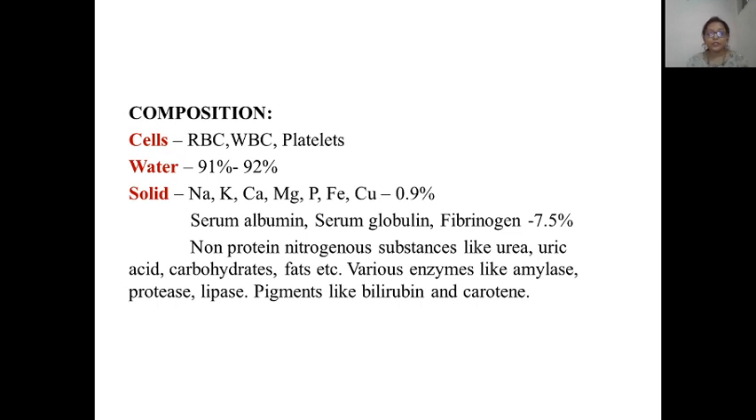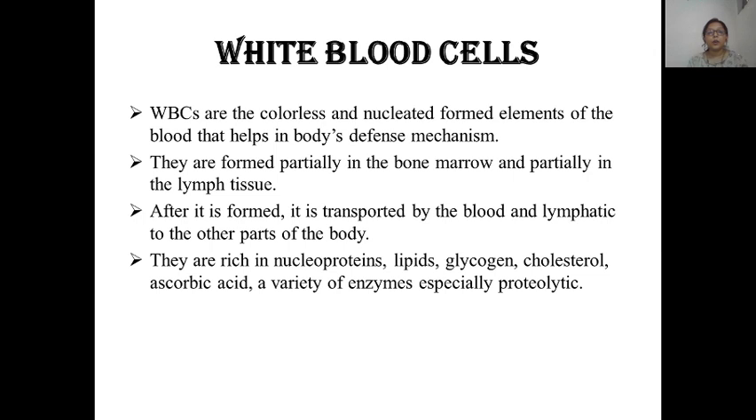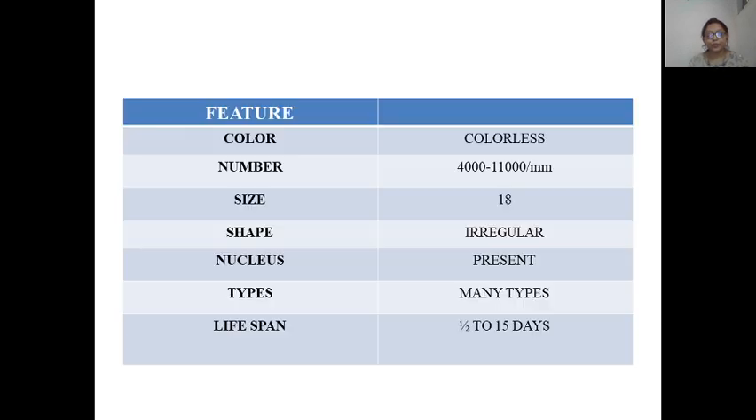Now, we are going to concentrate on the white blood cells. White blood cells are the colorless and nucleated formed elements of the blood that help in the body's defense mechanism. They are formed primarily in the bone marrow and partially in the lymph tissue, that consists of the spleen and thymus. After they are formed, they are transported by the blood and lymphatics to various parts of the body. The white blood cells consist of mucoproteins, lipids, glycogen, cholesterol, ascorbic acid, and a variety of enzymes, especially proteolytic enzymes.